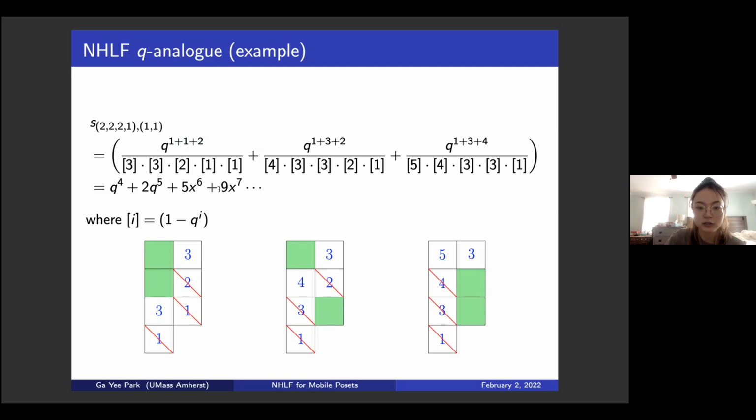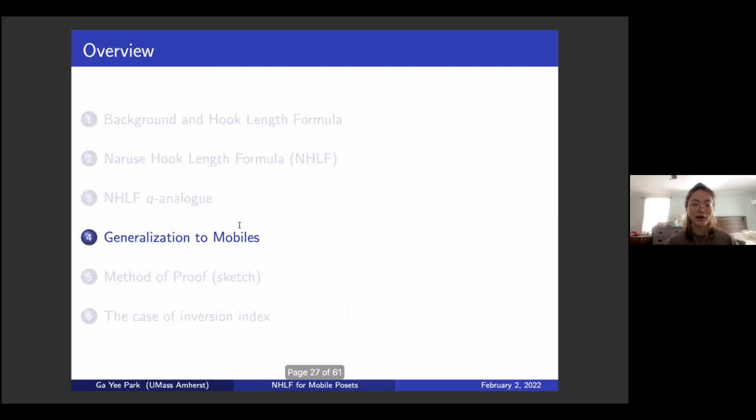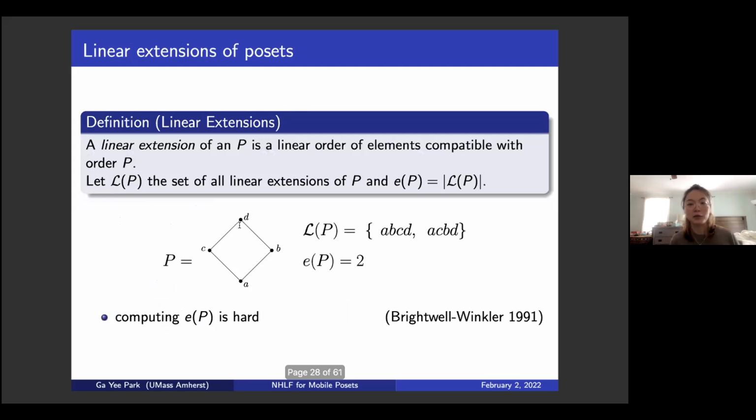And let's actually work it out. For this particular shape, the smallest possible semi-standard Young tableau coming from here will be 0, 1, 2 and 0, 1. So if you sum all the entries up, it will be q to the power of 4. So it makes sense that this polynomial starts with q to the power of 4. Okay. So let me introduce you now to mobile posets.